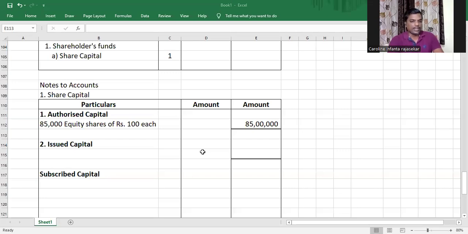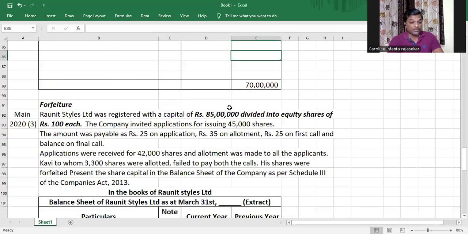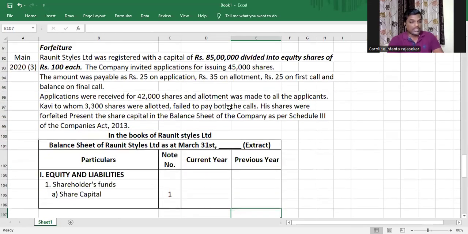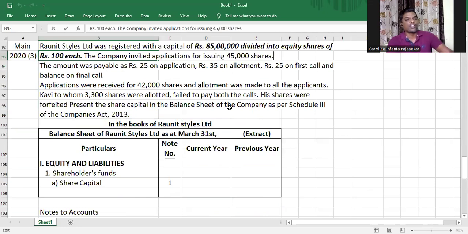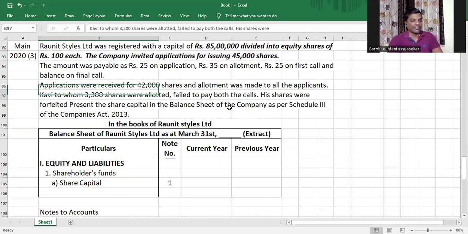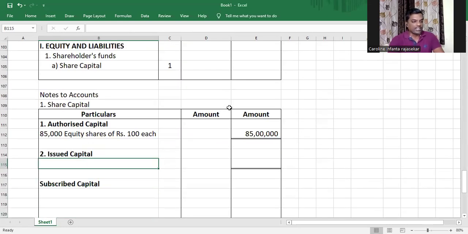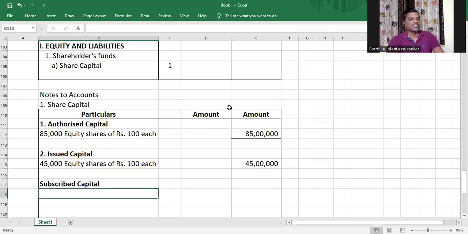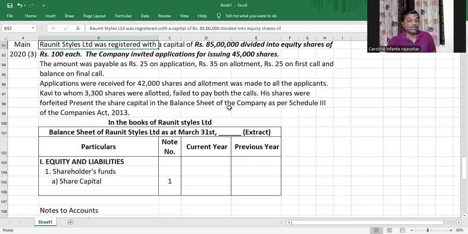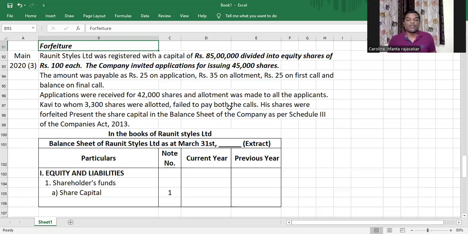The next thing would be issued capital. Let's go ahead and find out what the issued capital of the company was. The company invited applications for 45,000 shares. So I go ahead and write that here: 45,000 equity shares of rupees 100 each. So that will be 45 lakhs. And then we have subscribed capital. We need to find out if there is subscribed and fully paid up and subscribed but not fully paid up.